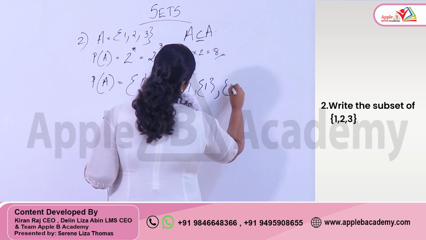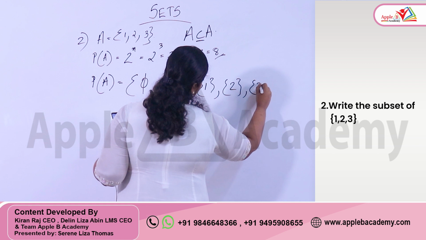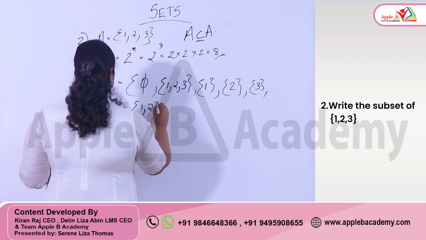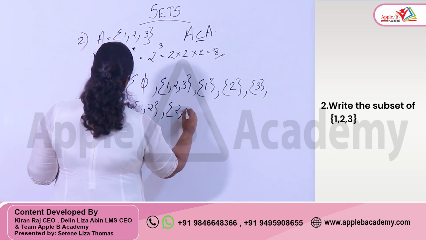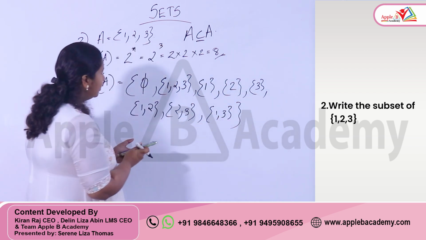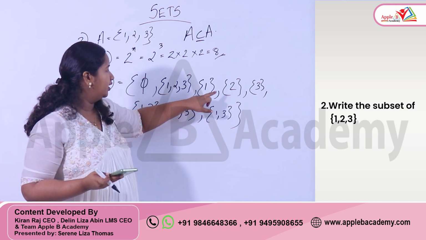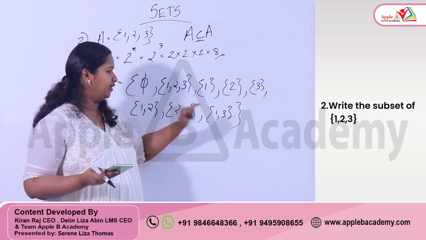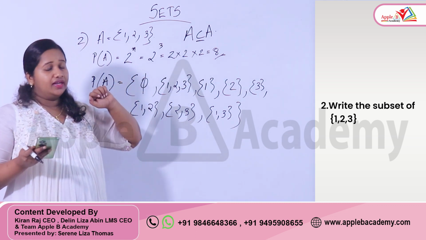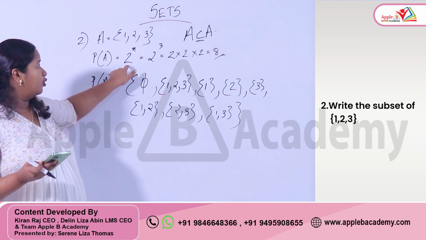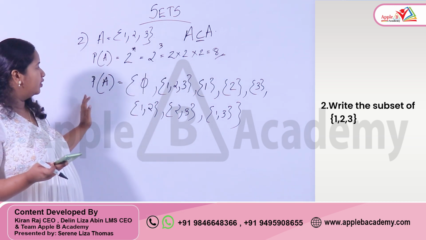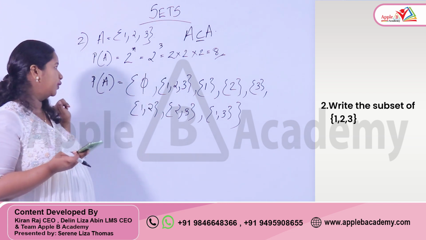{1}, {2}, {3}, {1, 2}, {2, 3} and {1, 3}. Okay. See, 1, 2, 3, 4, 5, 6, 7 and 8. Okay, we have got 8 subsets. See, using this formula, we know that there are 8 subsets for this particular set, and we have written down the entire subsets for this particular set.